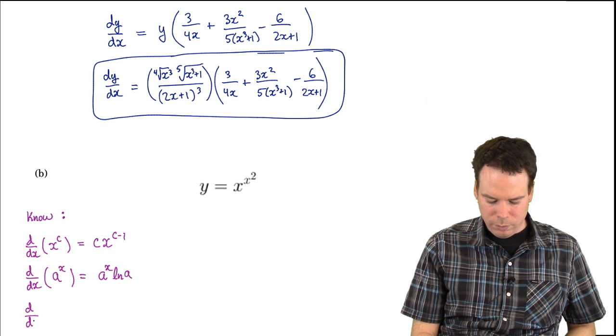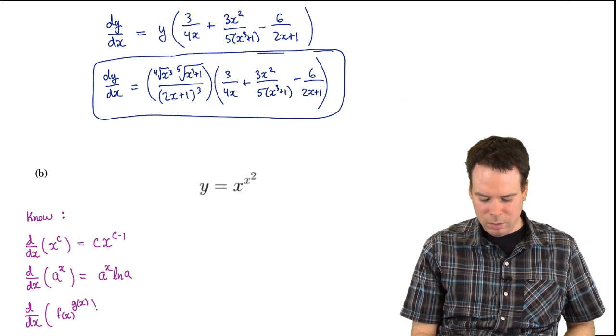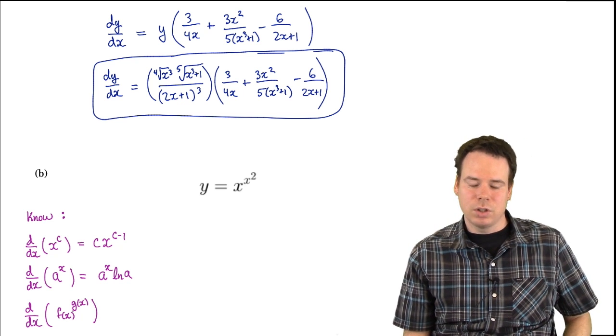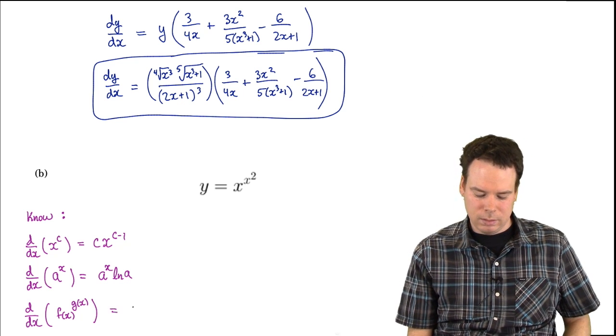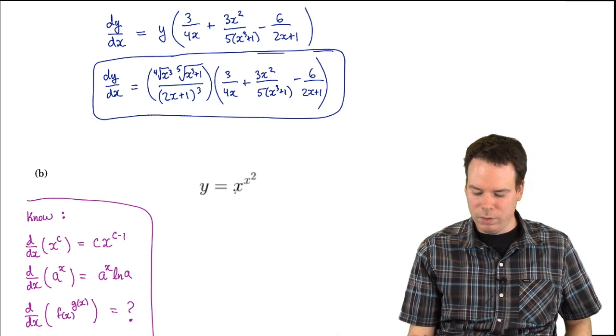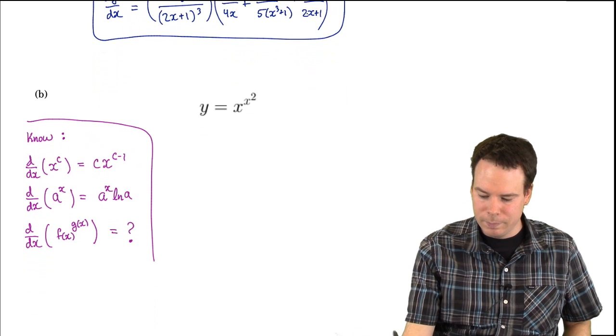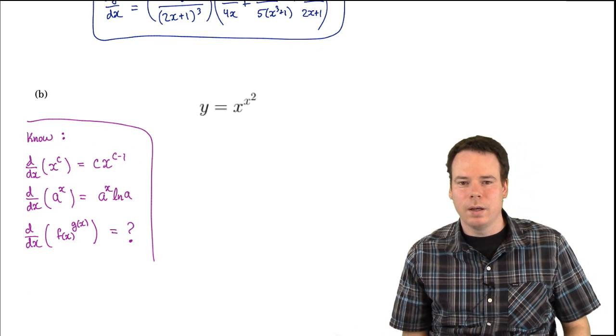Do we know how to deal with things of the form a function raised to the power of another function, where neither of these two functions is constant? Well, that's really what this question is asking. You've got one function, x, raised to the power of another function, x squared. How do we deal with that?